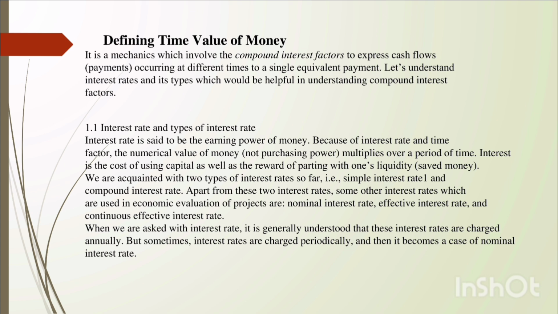And we will acquaint ourselves with the two types of interest rate: the simple rate and the compound interest rate. Apart from these two, some other interest rates which are used in economic evaluation of a project are the nominal interest rate, effective interest rate, and continuous effective interest rate. When we talk of an interest rate, it is generally understood that it is charged annually, but sometimes interest rates are charged periodically, and then it becomes a case of nominal interest rate.